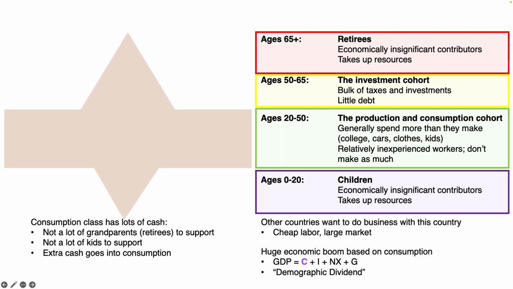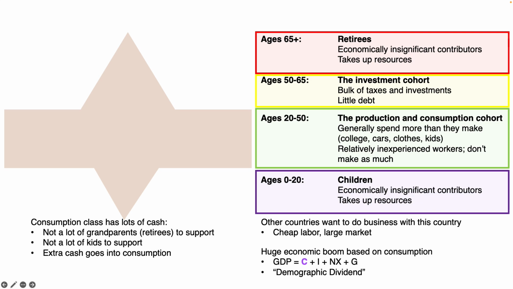What if we make this one change? Unlike the other society, this consumption class has lots of cash. They don't yet have parents to support, and they don't have kids to support. So the extra cash goes into consumption. And there's still lots of cheap labor. Other countries really want to do business with them. This country is going through a huge economic boom where the GDP is primarily based on consumption from the consumption class and investment boom from investors abroad.